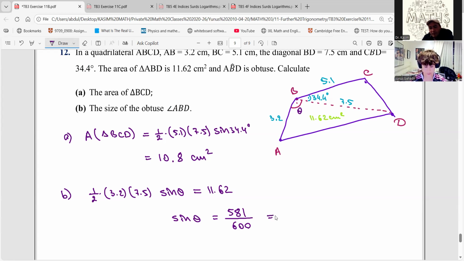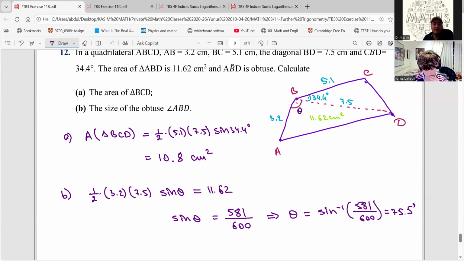And now from this relationship, let's find theta. What is theta? Sine inverse. Okay, so what is that? 75.54. Let's just write to one decimal place. 75.5 degrees, right?